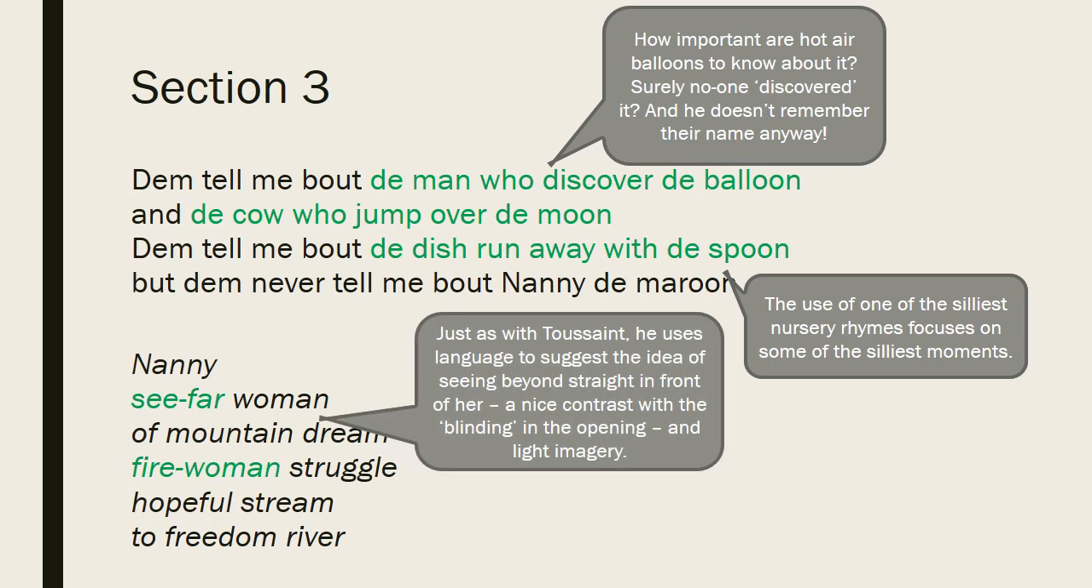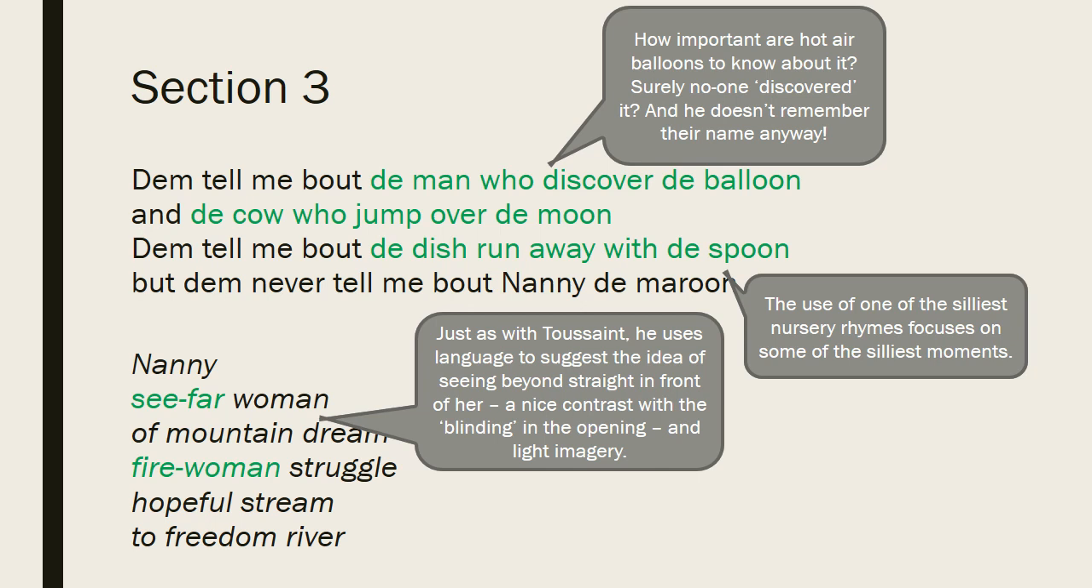Now again, the link to Toussaint's here. The language suggests the idea of vision, of something far more important, seeing beyond what is in front of her. So again, the contrast with the dull, factual information that he relates elsewhere. And I noted there that it's a nice, interesting contrast with being blinded in the opening to his own identity, the fact that they all had vision beyond that. And then again, firewoman struggle goes with light imagery.